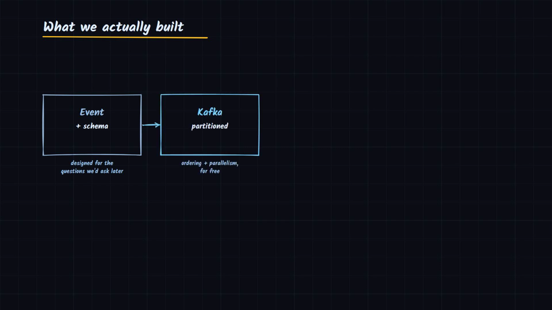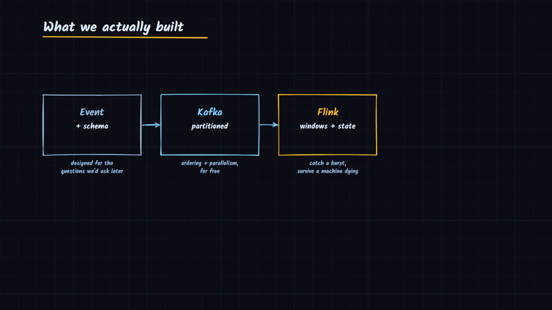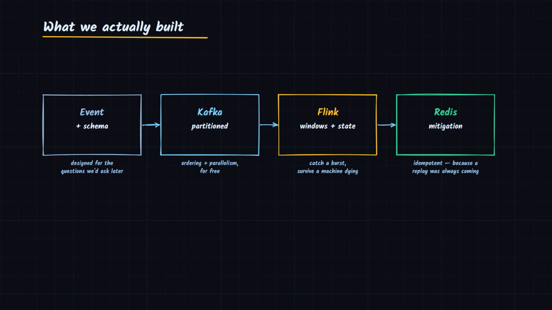So look at what the whole series adds up to. An event designed for the questions we would ask later. A stream partitioned so ordering and parallelism come free. Windows that catch a burst without a database. State that survives a machine dying. Patterns an analyst can read. A mitigation path that is idempotent because we knew a replay was coming. And a feedback loop that makes it sharper every week.